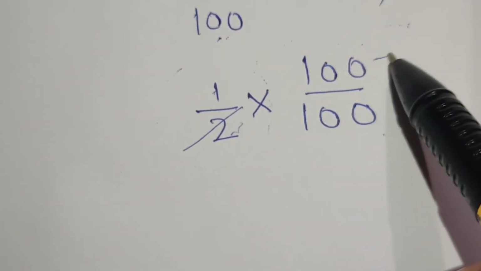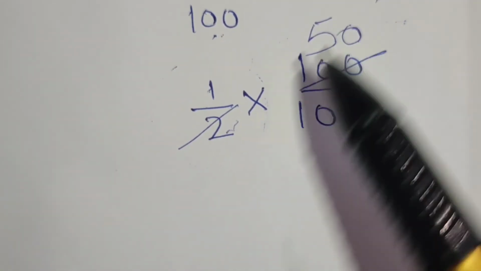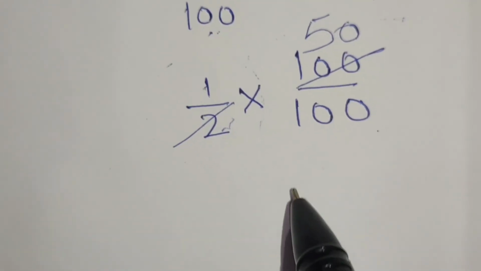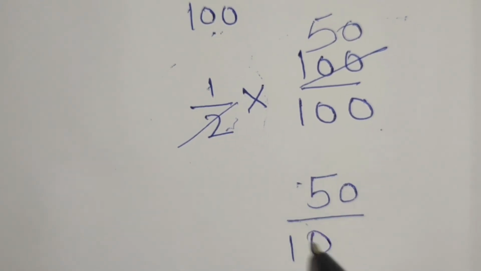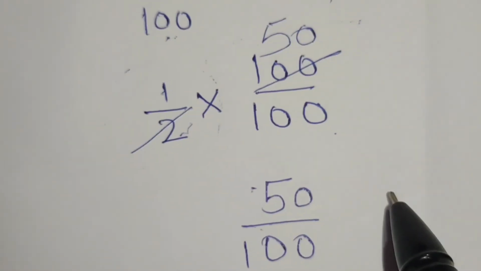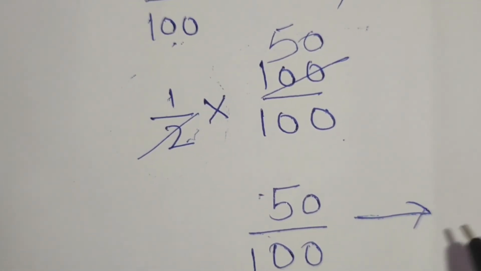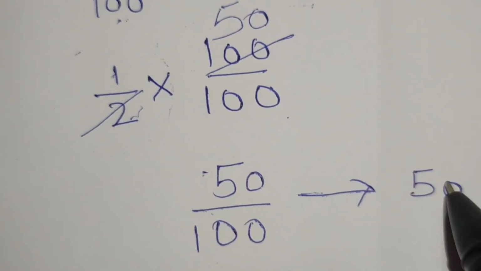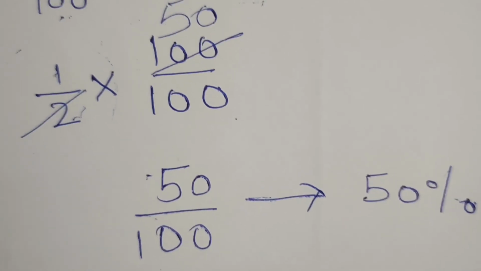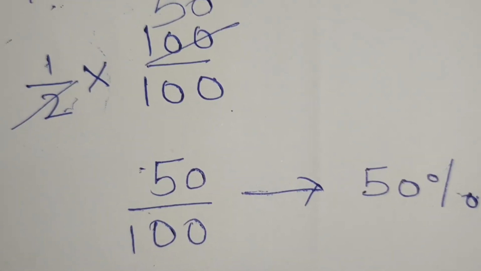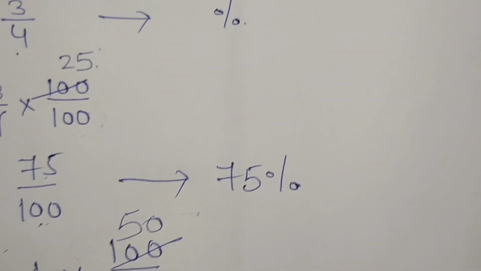2 into 50 is 100, so 1 into 50 is 50. 50 by 100. That means we can say 50 percentage. Okay, 50 percentage. I will take one more example.